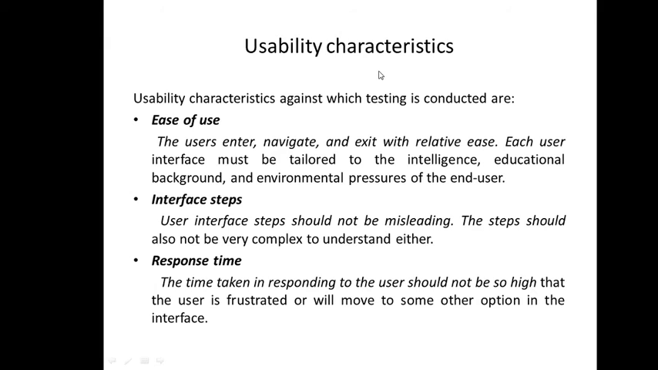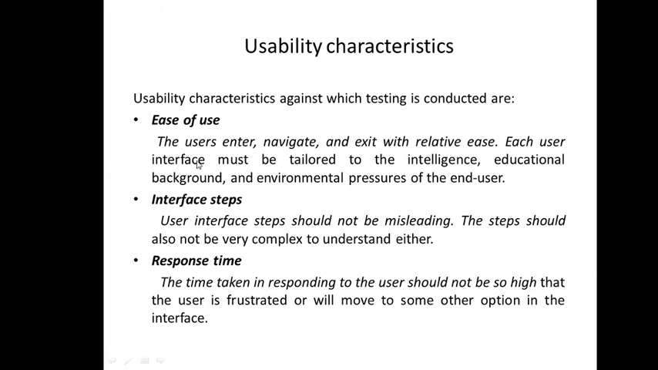Now, what are the characteristics of usability? First of all, it must be easy to use, that is ease of use. The user can enter, navigate, and exit with relative ease. That means entering the information is easy, navigating from one link to another is easy, and once the task is ended, the exit is also easy. So you need to get this first characteristic.